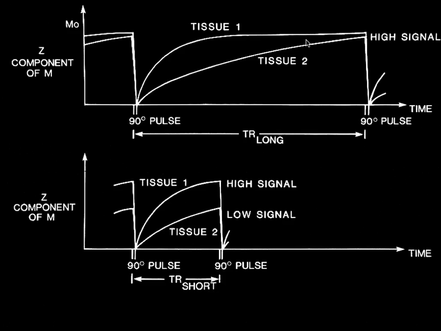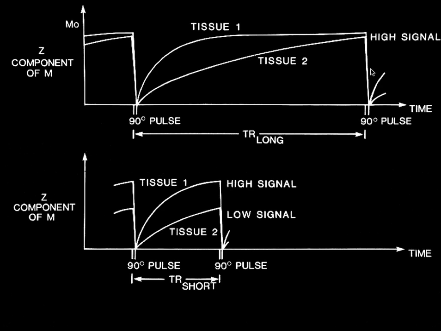So how do we do this? You determine the TR. If we give a 90-degree pulse, the spins start coming back up again. If we do the next 90-degree pulse at a time when there's a big difference between the two, the short T1 tissue will have a bright signal. The long T1 tissue will not have a bright signal. It'll be dark, and we'll be able to differentiate the two very well.